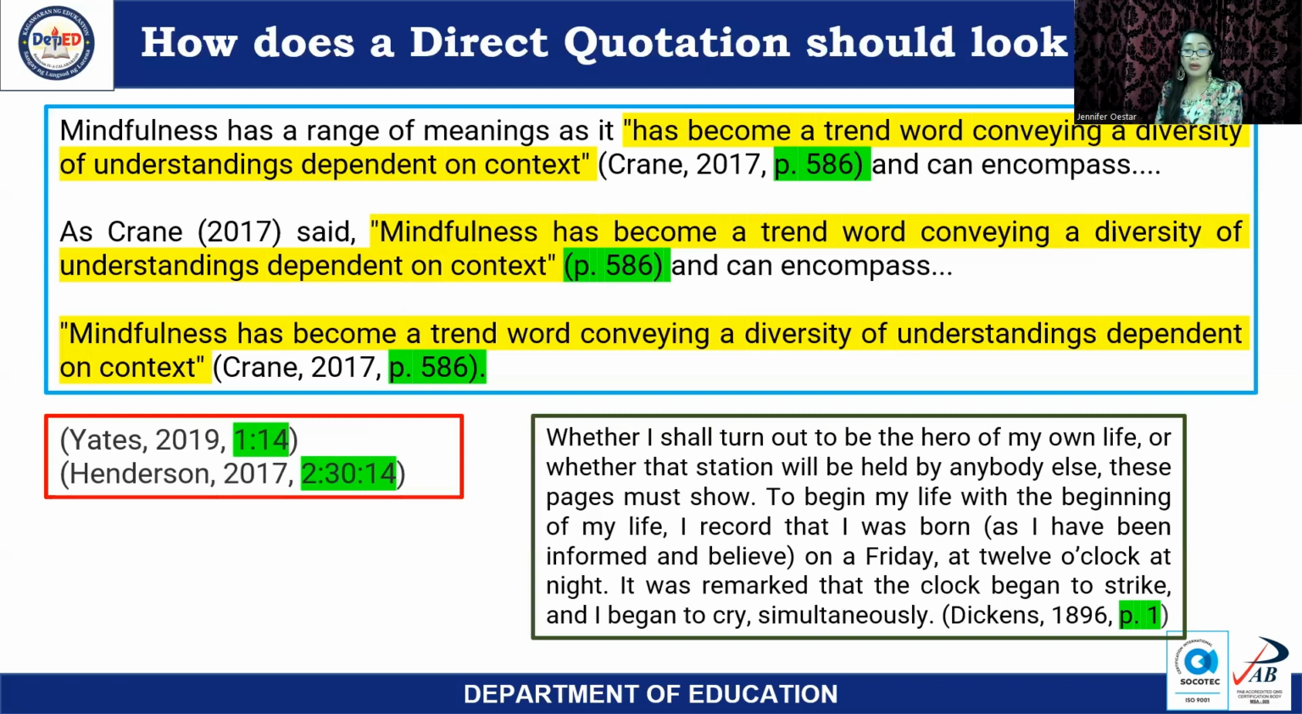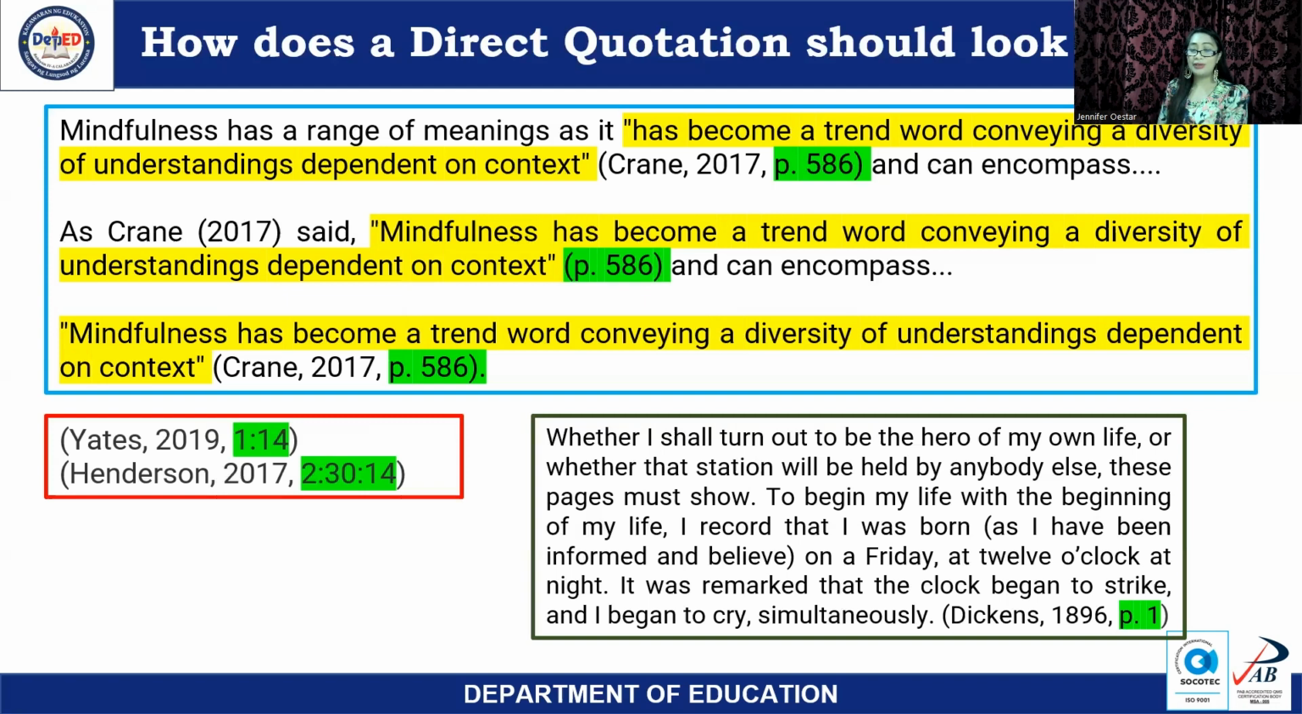This one also. Whether I shall turn out to be the hero of my own life, or whether that station will be held by anybody else, these pages must show. To begin my life with the beginning of my life, I record that I was born, as I have been informed and believe, on a Friday. At 12 o'clock at night, it was remarked that the clock began to strike and I began to cry simultaneously. It's from Dickens, 1896, page 1.